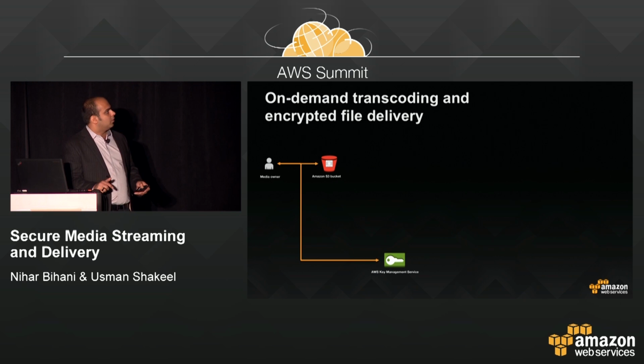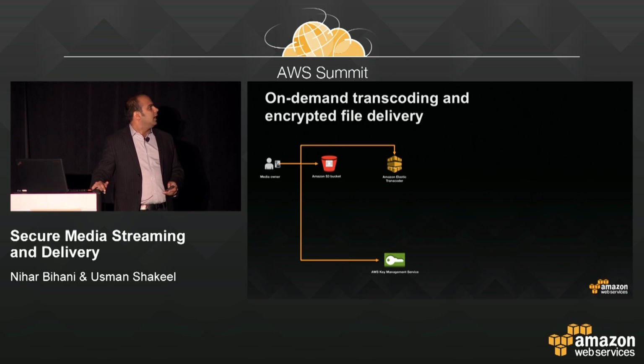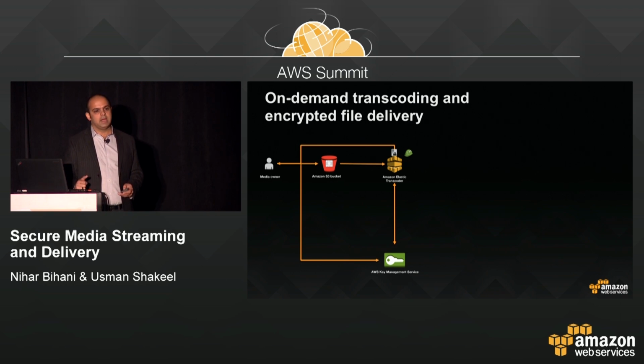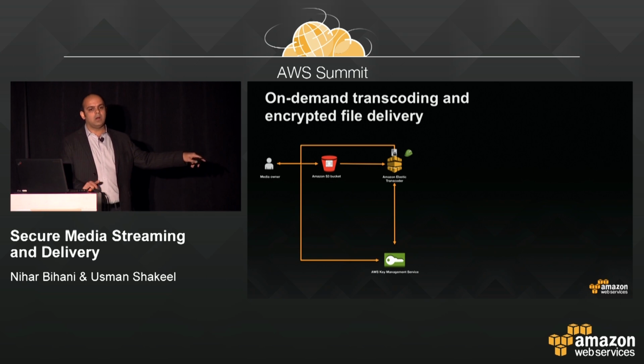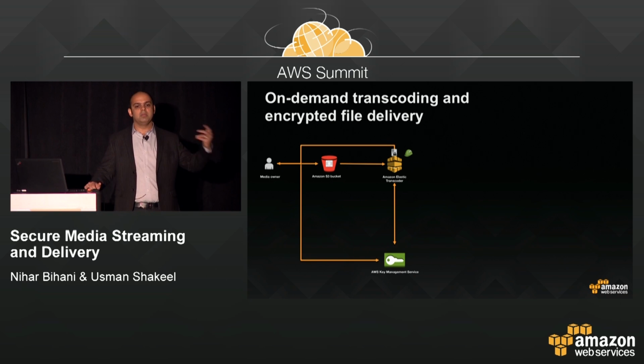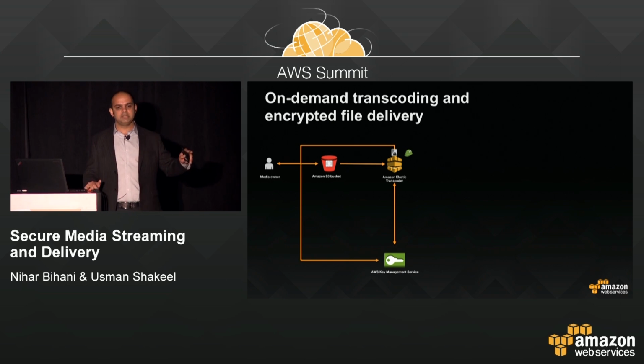Media owner at that point launches an Elastic Transcoder service. And with the Elastic Transcoder service, it sends the encrypted key. So notice, it is the encrypted key, as well as the file. The Elastic Transcoder now has a role. Nihar talked about IAM, Identity Access Management. That's where you define a role. That Elastic Transcoder service can actually call Key Management Service on your behalf. No human intervention in there.